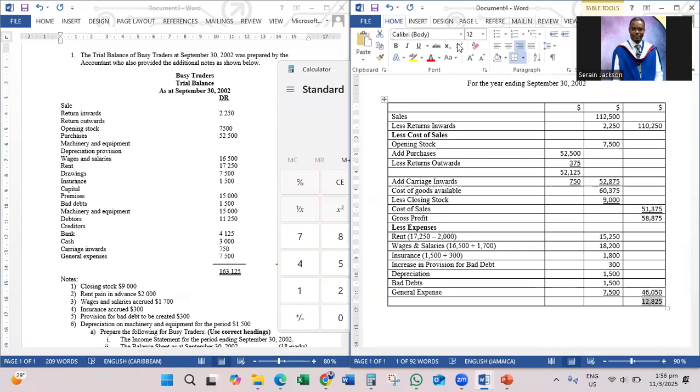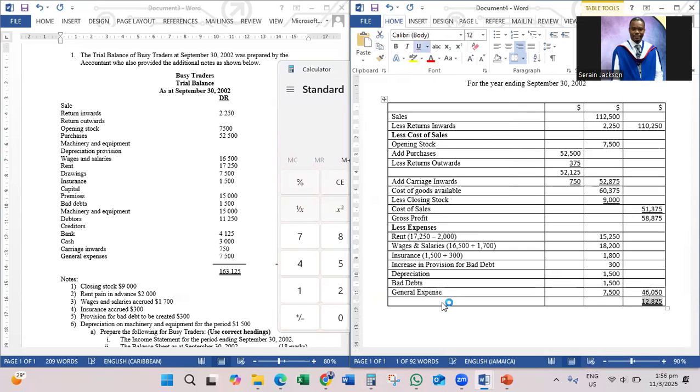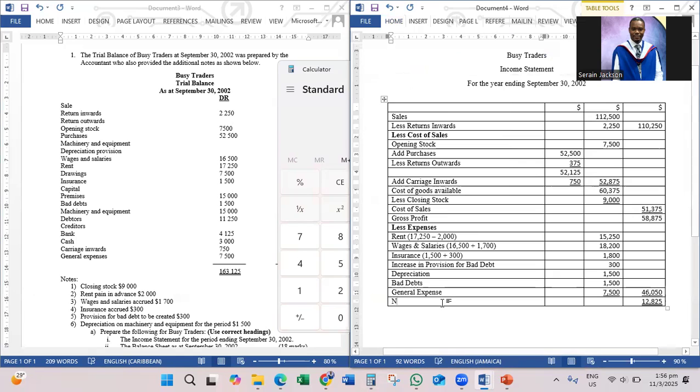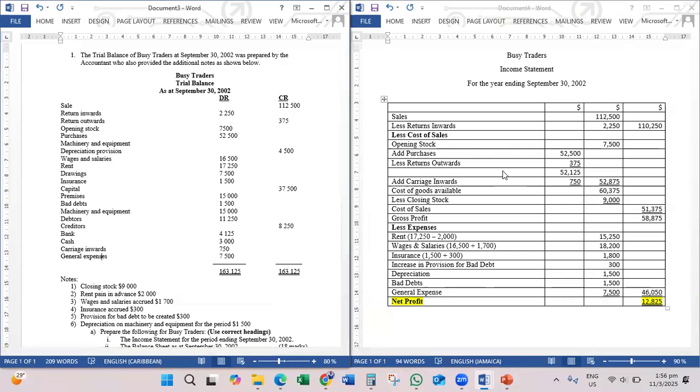I'm going to go ahead and double line my net profit now. I'm going to write net profit here, highlight it, and bold it. So this is my net profit. Let me just highlight it for everybody to see. And so this is basically how we do an adjustment to the income statement.